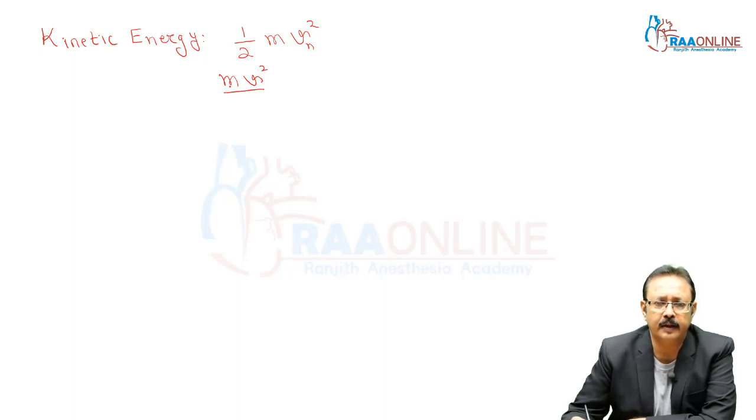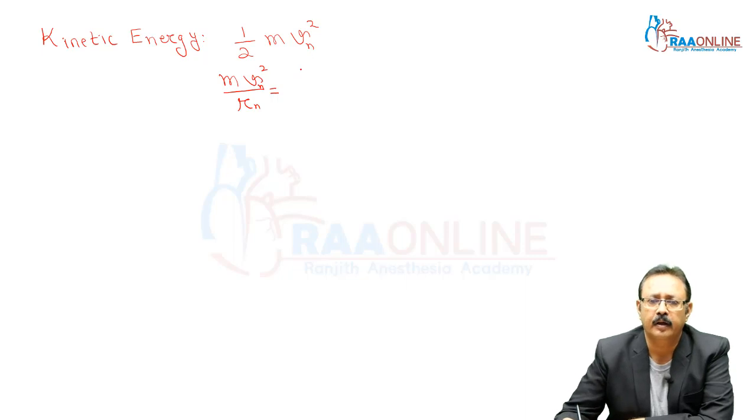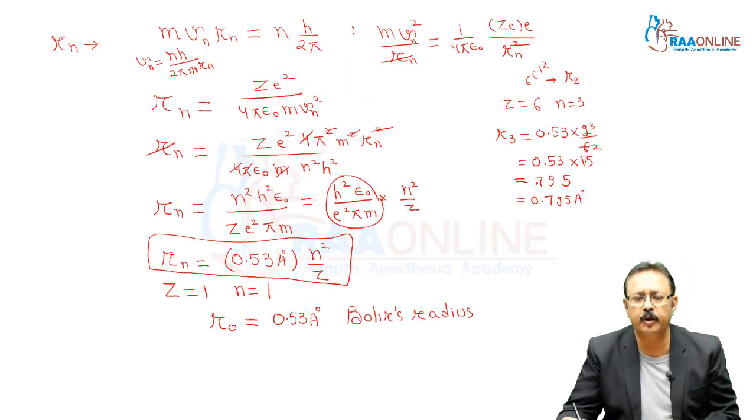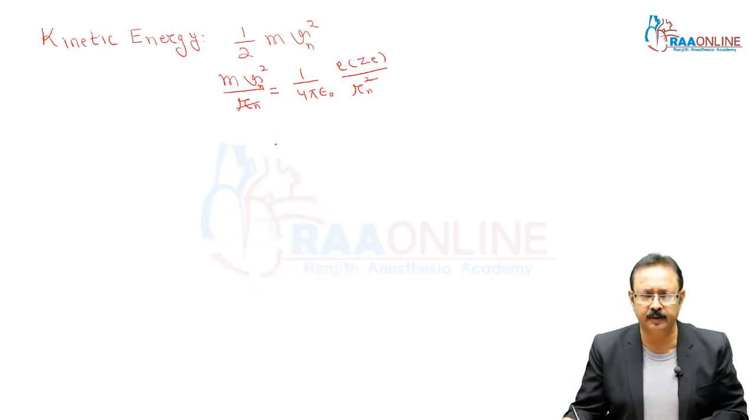Now we have one formula for speed, because the particle needs a centripetal force, which it gets from the electrostatic attraction, 1 upon 4 pi epsilon naught q1 q2 by r square. Cancel Rn with Rn. First we will discuss in terms of Rn. After that we are able to put the value of Rn and you will get the exact value. We will use that result.